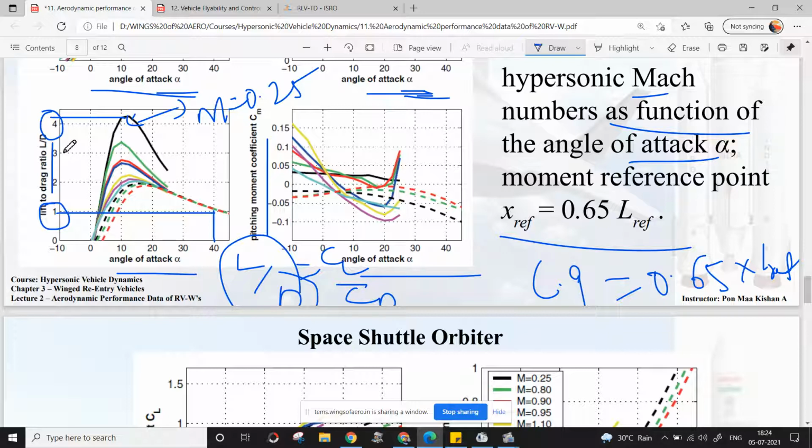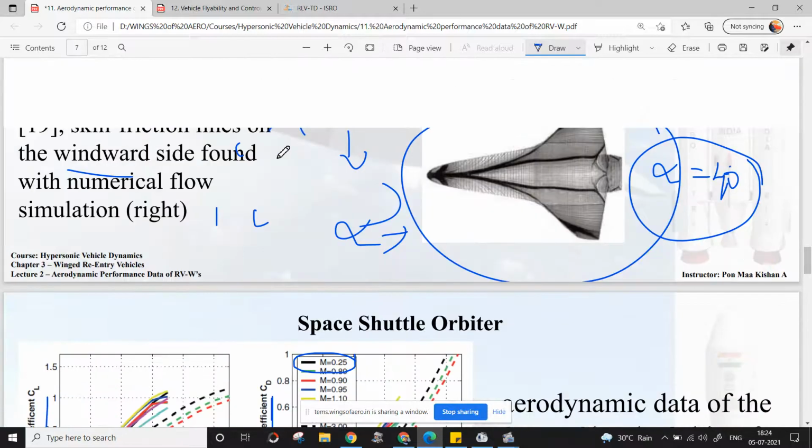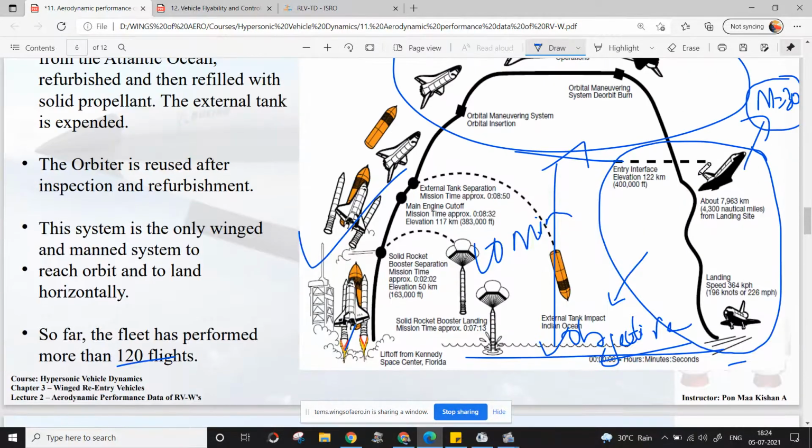So the design of the re-entry vehicle is for a certain altitude, let's say from 100 kilometers. Here they have mentioned 122 kilometers, approximately 100 kilometers to 50 kilometers. We will be flying in the supersonic regime, let's consider like that. After that, we are going to fly in the subsonic regime. So we are reducing the speed: hypersonic, then supersonic, then transonic, and then subsonic regime.